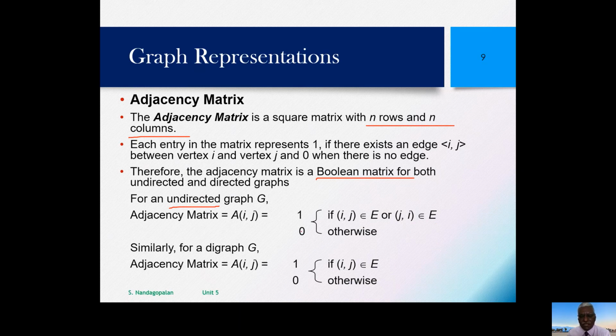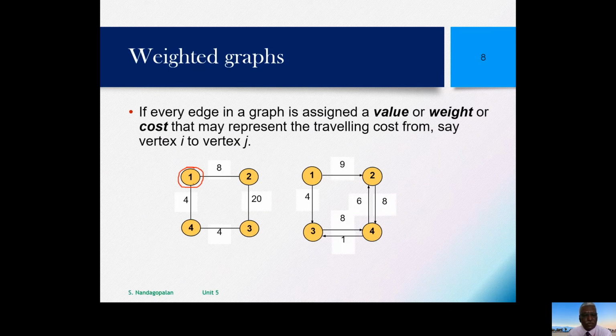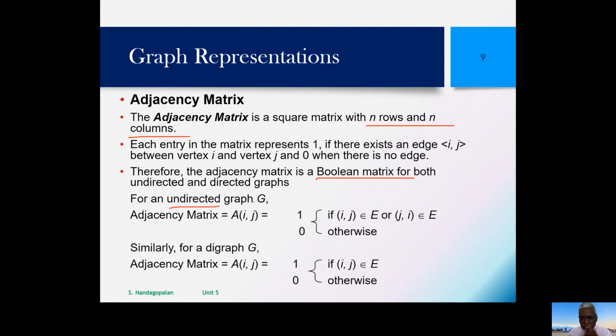Now it is marked as 0 if we don't have a direct edge, either i to j or j to i. It's very important: it doesn't mean that because you can travel from 1 to 3 via 2, I can put 1 between 1 and 3. No, I should have a direct edge, i to j directly. Right, so we'll show how I can represent the given graph in adjacency matrix form in the next slide.